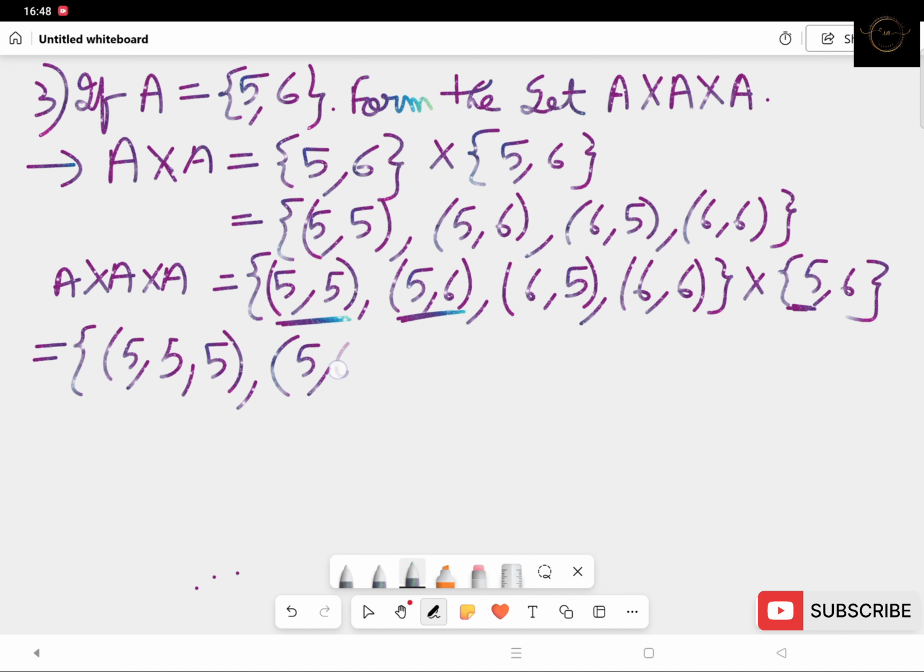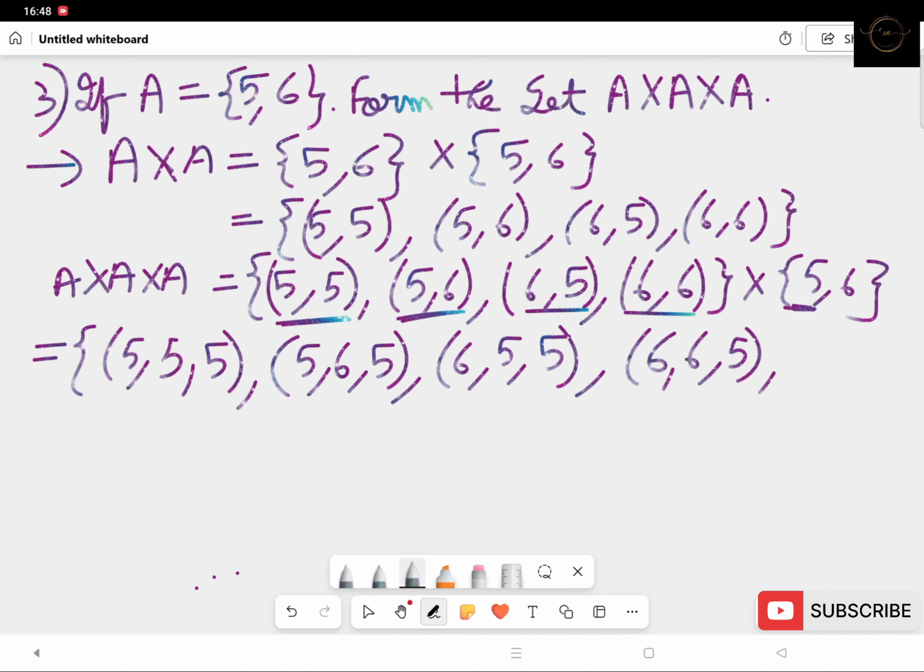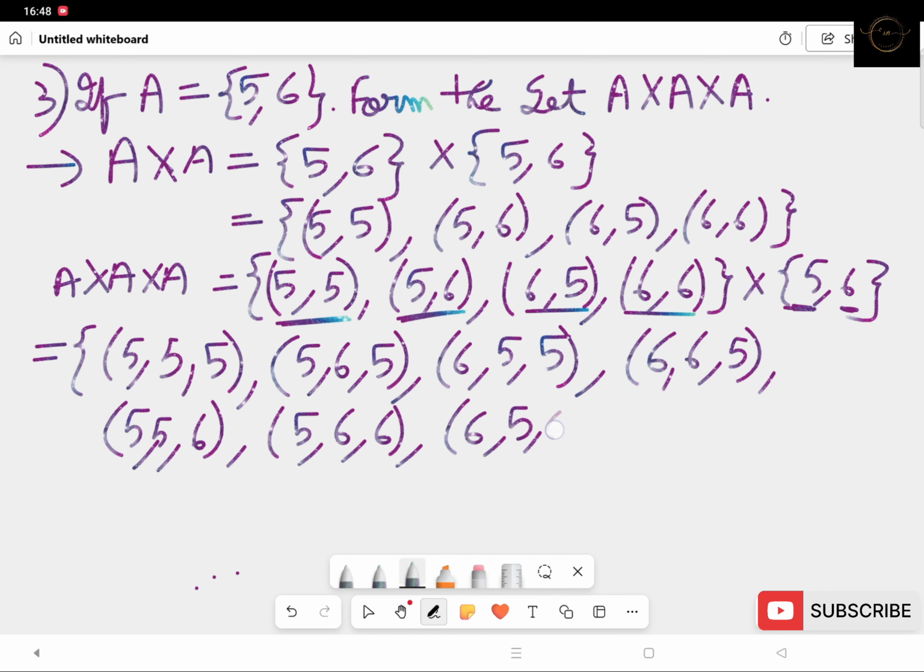So this will be 5, 6, 5. Then with this ordered pair you can club 5, 6, 5, 5. Then with this, 6, 6, 5. Same thing with this 6 also. So it will be 5, 5, 6. In place of 5, it will be just 6: 6, 5, 6 and 6, 6, 6. So here is your answer to the question where you have to find out the set A into A into A.